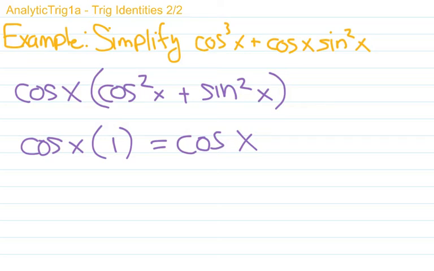So basically what I just did was I proved that cosine cubed x plus cosine x sine squared x is equal to cosine x. I could write that as a 2-column proof, and I've shown it. So that's what you'll do as you practice some of these exercises, and the exercises will just throw a bunch of various situations at you, and you'll have to figure it out.